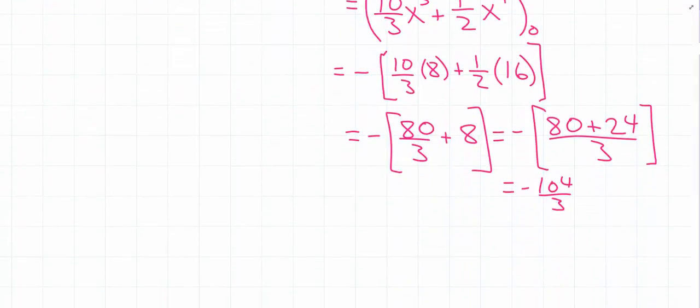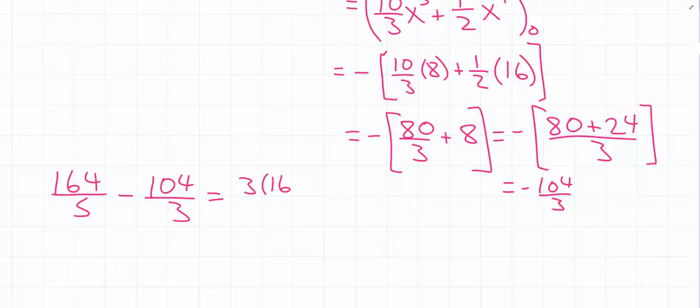So here's the grand finale. 164 over 5 minus 104 over 3. Okay? And we add those together, and let's see what we're going to get here. It looks like the common denominator is 15, so this is going to be 3 times 164 minus 5 times 104 over 15. Did I do that right?